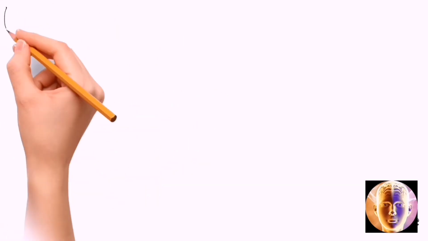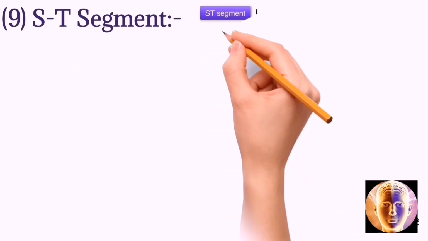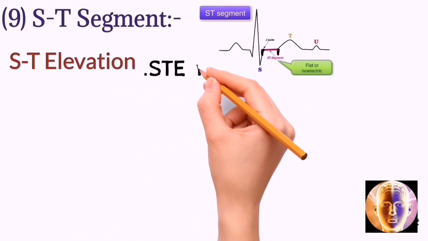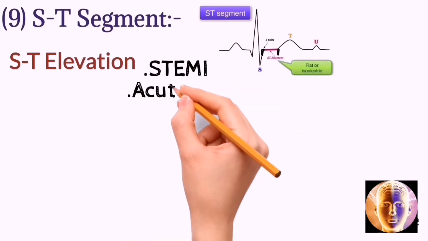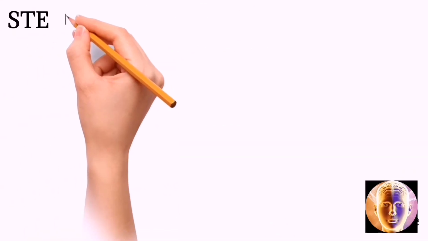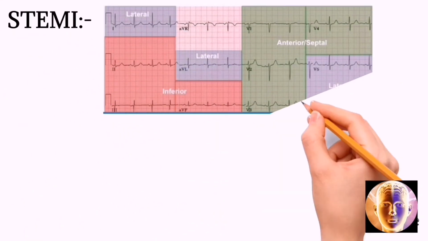Step 9 is ST segment. ST segment is an isoelectric line between S wave and T wave. ST elevation is seen in STEMI, that is ST elevation MI, and acute pericarditis, as shown in this ECG. STEMI or ST elevation MI in different leads of ECG.